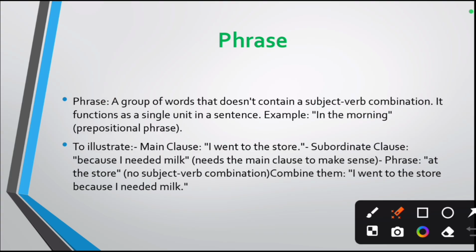For example, I went to the store. This is a main clause. Because I needed milk. This is a subordinate clause. Next, at the store. Here, no subject, no verb. Subject store, okay, we can assume, but no verb. So that is why it's a phrase. I guess you guys are getting it.